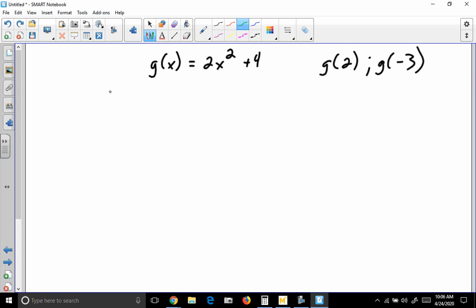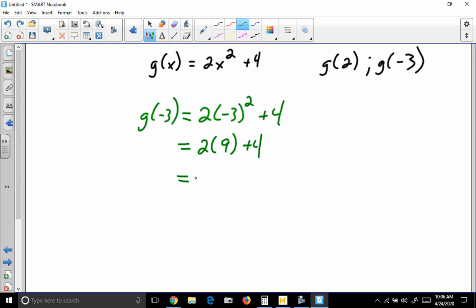Let's do this one. Let's do g of -3. So if we replace x with a -3, make sure we put a parenthesis around our input. So we do an exponent first. So negative 3 squared, that's negative 3 times negative 3, which is 9. 2 times 9 is 18, plus 4 is 22. So when x is negative 3, we get 22.